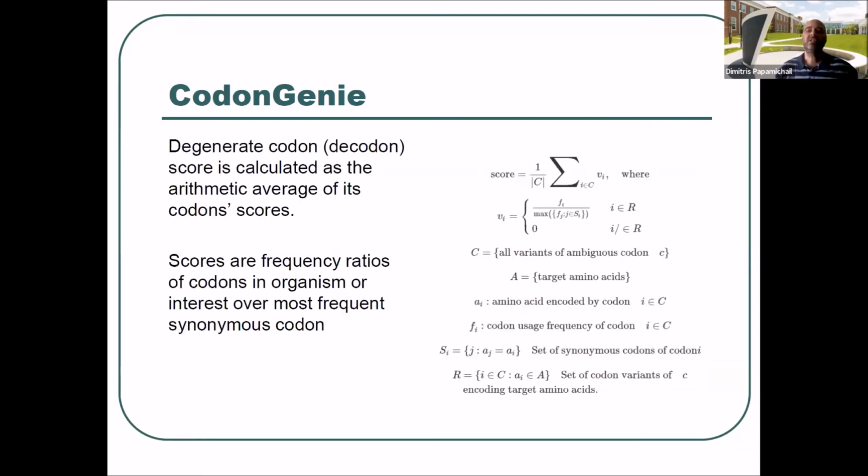So Codon Genie ranks these degenerate codons by some codon score, which is defined, and here they have a lot of formulas, but it's actually a very simple concept. It's just the arithmetic average of the individual scores of each codon that they have there. And the individual scores for the codons are basically frequency ratios of these codons as they appear in all the genes of the organism of interest, over the most frequent synonymous codon.